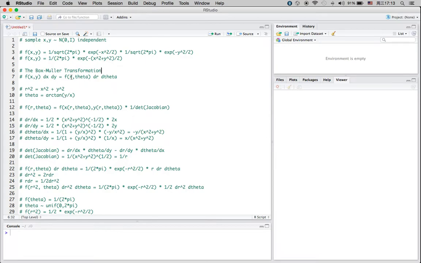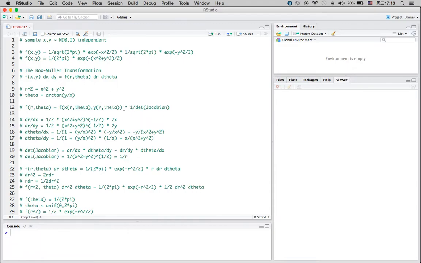So here we're going to use polar coordinates. As we should know, the polar coordinate is just the radius, where r squared is equal to x squared plus y squared, and then theta, which is the angle, is just the arctangent of y over x. Okay. So now we are going to rewrite our target distribution under a new set of variables r and theta.